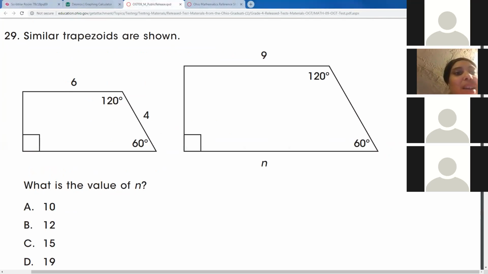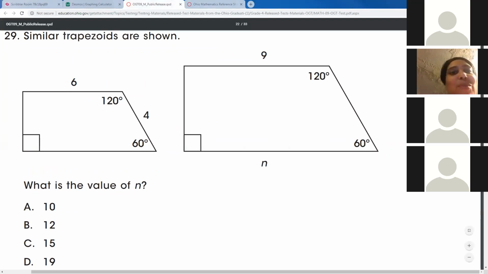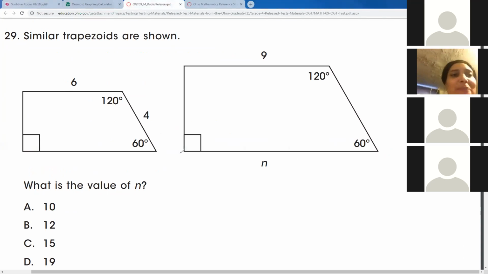Value of n. So what's the number for n? The length of this line n. So this one is kind of tricky. Again, we can use process of elimination just by looking at the picture. What does n look like it could be from our possible answer choices? 10. Okay, 10 is a little bit bigger than 9, so it might be 10. Which other one could it be?